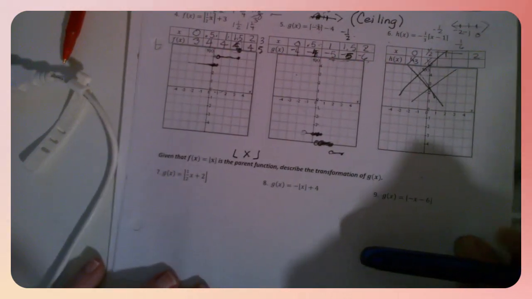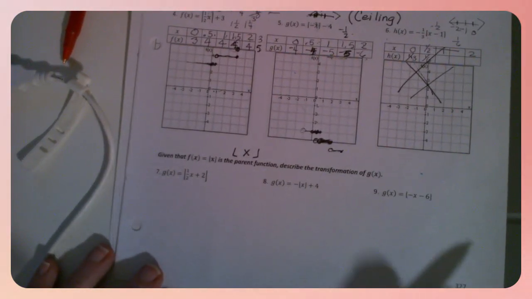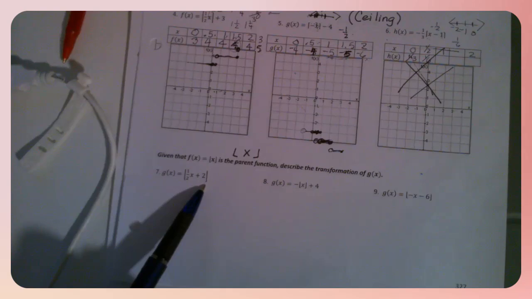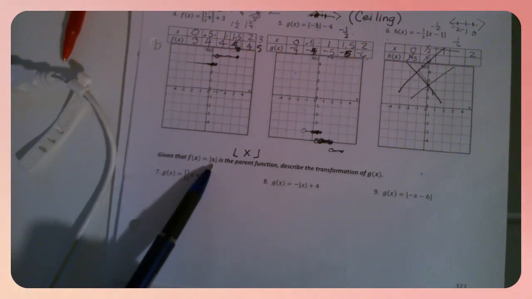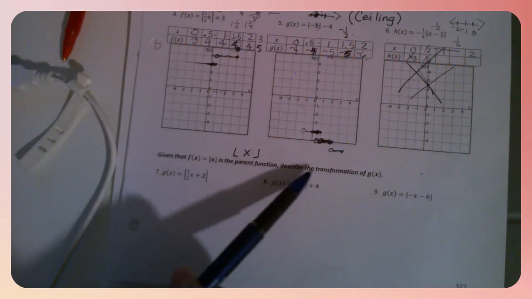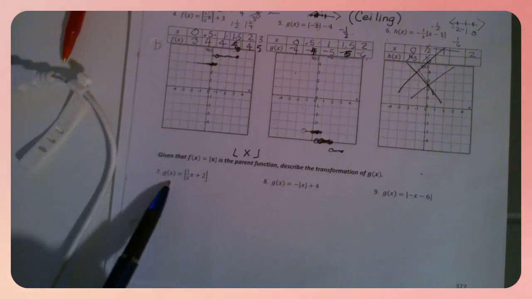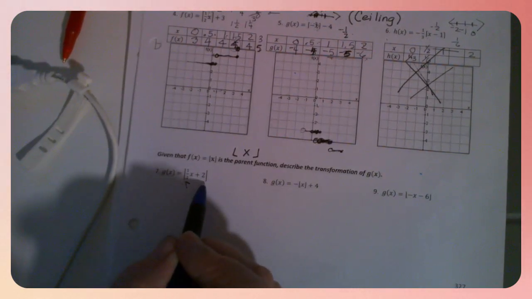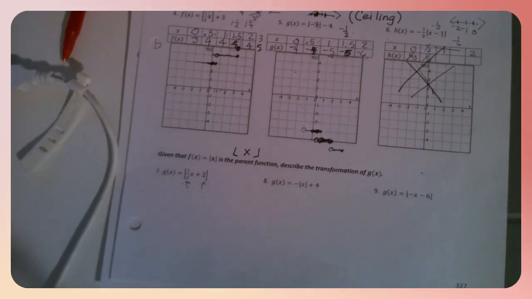Let me make sure I've got this where you can see it. Okay, we have the parent function f of x equals, is that ceiling or floor? It looks like floor, but I can't really tell. Okay, I'm going to call this floor. This is the parent function. We want to describe the transformation of g of x. So what they're saying is, what happens when you multiply by 1/2 here and add 2 inside of those floor symbols.